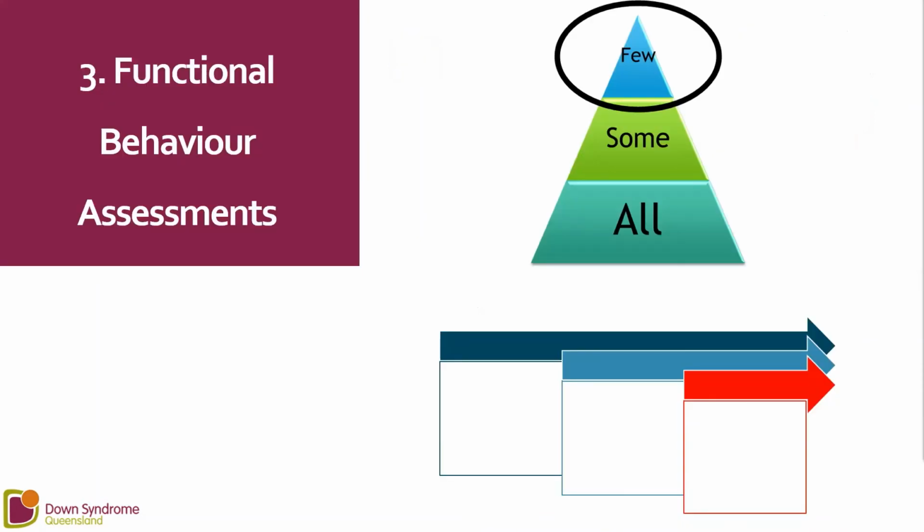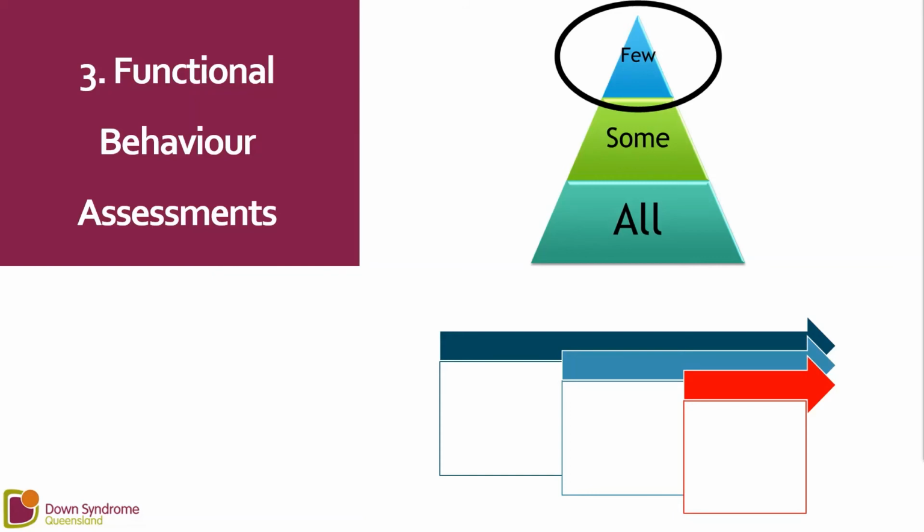Okay, so we've covered the bottom tier for the majority of students. We've looked at the ideas for the second tier for the some students, but what about the top tier of the few? The ones that risk suspension or expulsion, the ones that haven't responded to the interventions that have been put in place. Their behaviour needs to be put under the microscope. And the way to do that is through a functional behaviour assessment or an FBA.